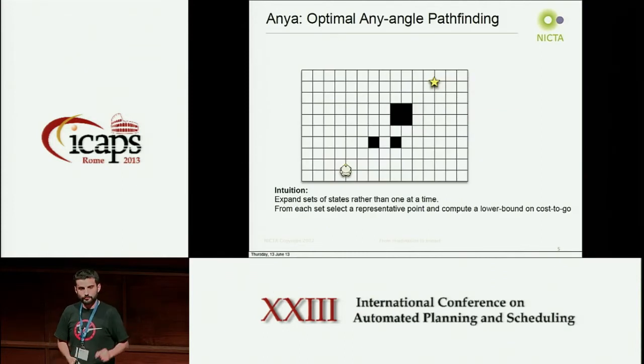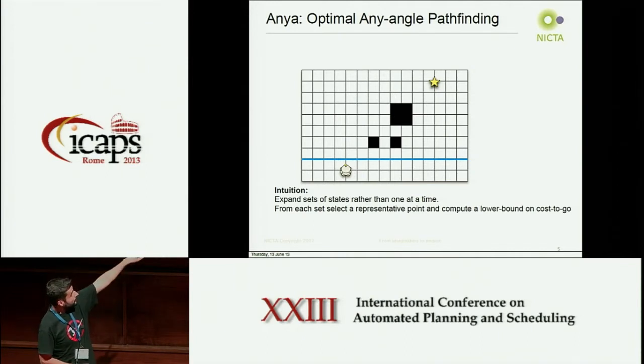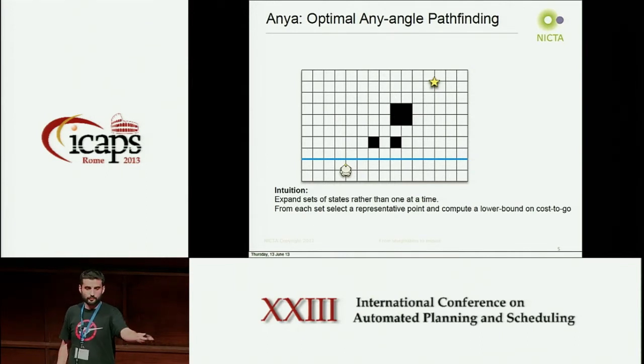Okay, so what we have is a method which has none of these disadvantages. It's called ANYA. It's provably optimal, and I thought I'd give you an intuition as to how it works by way of a small example. Normally you expand nodes one at a time. What we want to do is expand sets of states together at the same time. So we represent the set as an interval, and from each interval we choose a representative point, and we use that to compute a lower bound on the cost to go. So how does it work? Well, we have a starting location down the bottom, a target up the top, and if we expand the start, we might generate an interval such as this blue line, okay? And intervals beget other intervals, which beget other intervals.